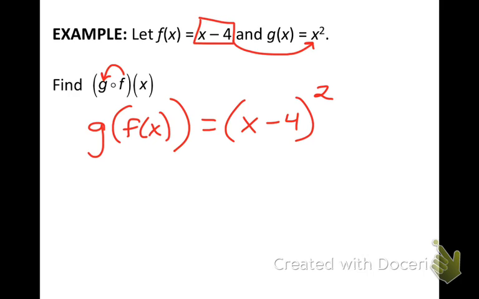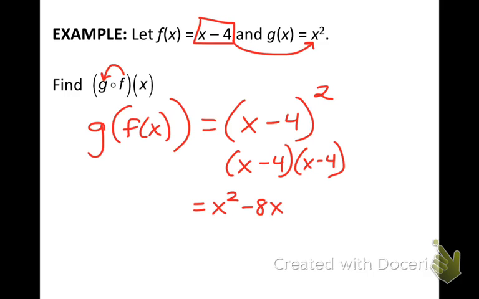So now how do we simplify that? Well, that's the same as x minus 4 times x minus 4, right? What do you get when you multiply that out? First times first gets us an x squared. Then we have a negative 4x and negative 4x with our inner and outer, so a negative 8x. And the last negative 4 and negative 4 goes to a positive 16. Good. So we get g of f of x is equal to x squared minus 8x plus 16.